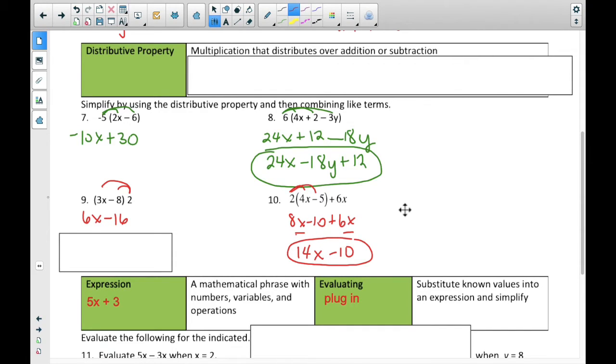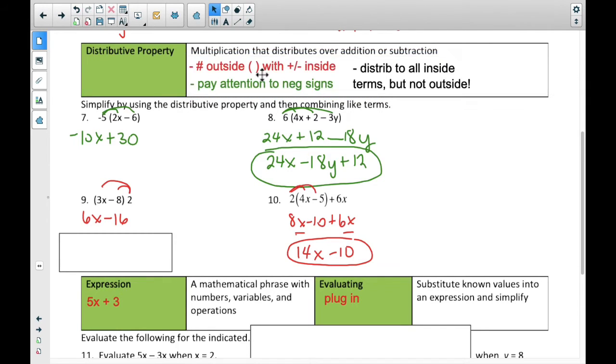Okay, once again, now that I've worked out the problems, I want to go through and summarize this. So if you need to pause the video here and write this stuff down, you can. First most important thing with distributive property is that we're looking for a number outside the parentheses with adding and subtracting inside the parentheses. And each of these 4 cases all have that going on. There's a number outside, adding and subtracting inside.